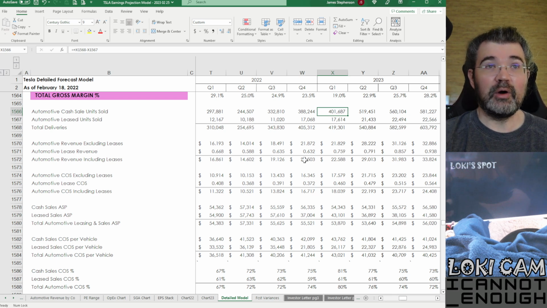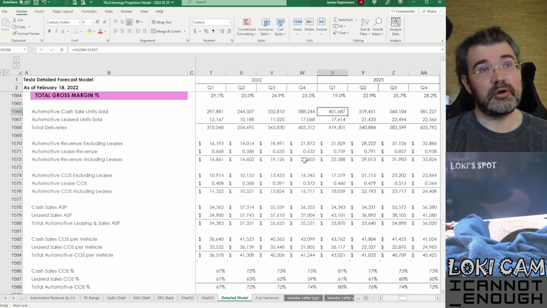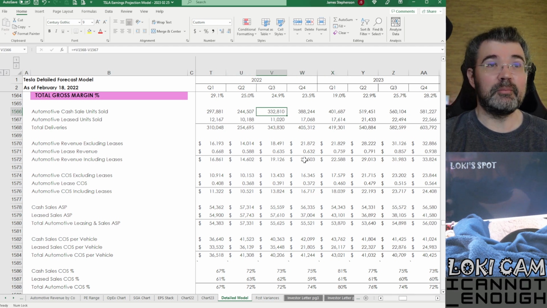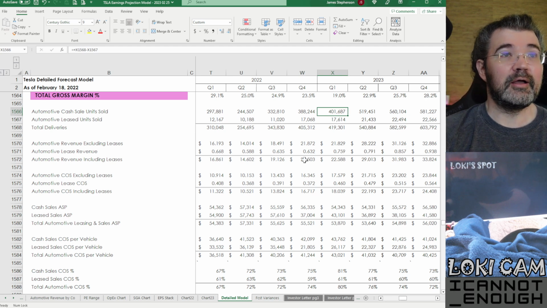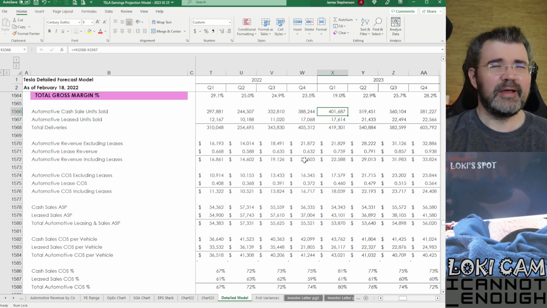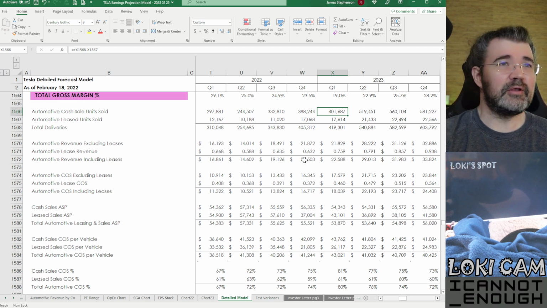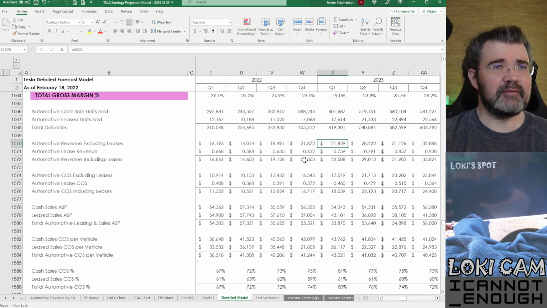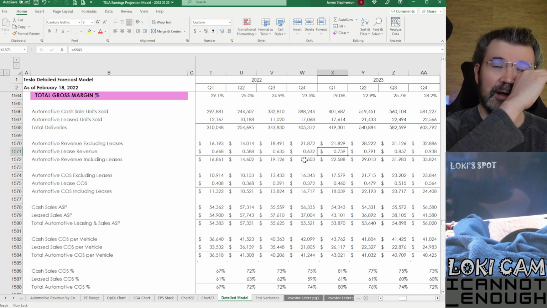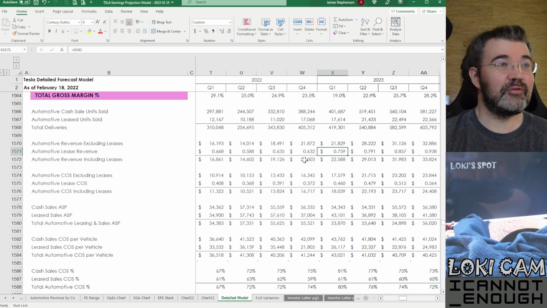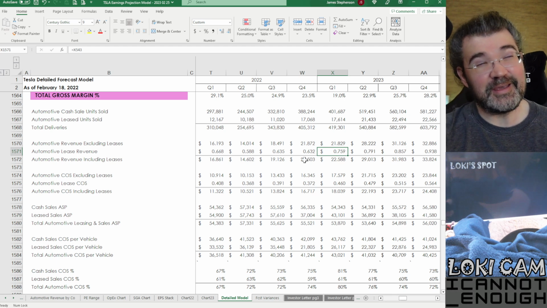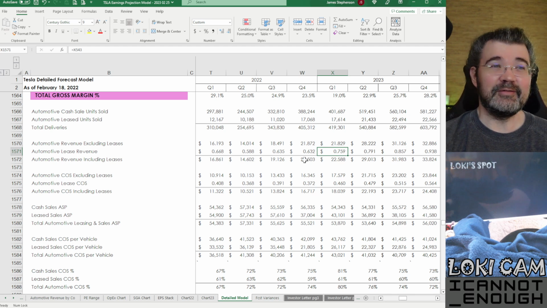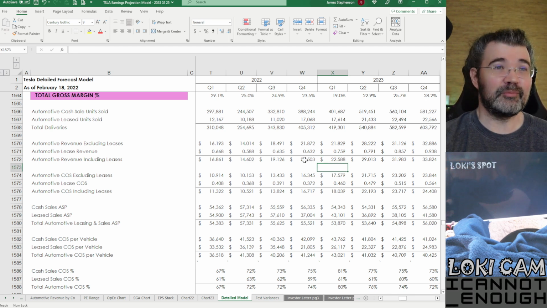I'm forecasting Q1 of 2023 will be the first quarter in Tesla's history where they have more than 400,000 cash deliveries, and they might not make it, and if they don't, they won't be far from 400,000 cash deliveries, I don't think. Then in the next section, we've got automotive revenue excluding leases. So those two lines are shown here. They're just linked up to what I have in my forecast above in the 500 section. We are all the way down in the 1500 row section of my detailed model tab of my forecast model.